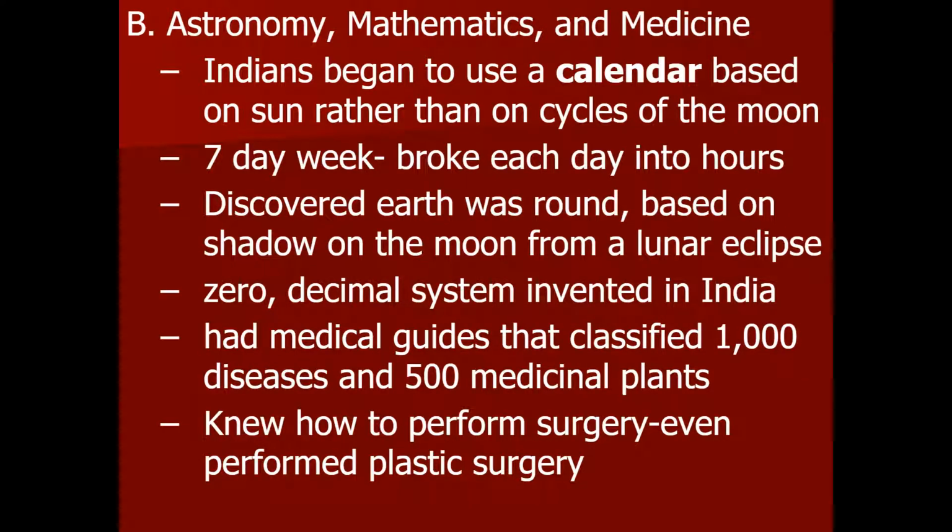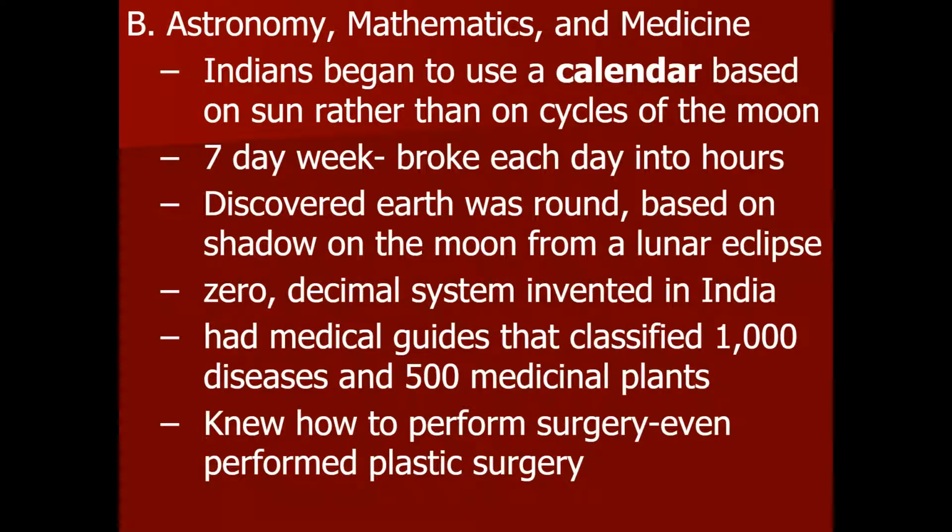And a lot of their big discoveries, a lot of the big things that the Gupta Empire pulls off are in astronomy, mathematics, and medicine, and we're going to talk about those. So first, they start using a calendar based on the sun rather than on the cycles of the moon. So they're using a solar calendar or a calendar based on the sun. They also break down a 7-day week. And then they're breaking each day down into specific hours. They discover that the Earth is round based on the shadow of the moon from a lunar eclipse, which is a pretty impressive way to figure it out.